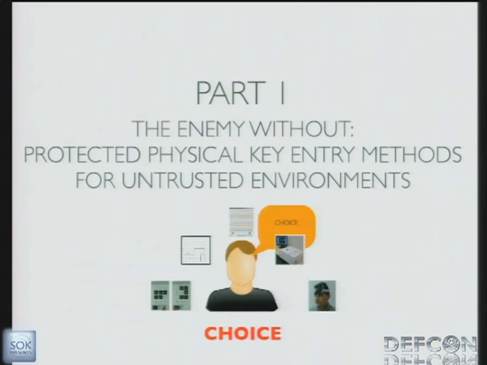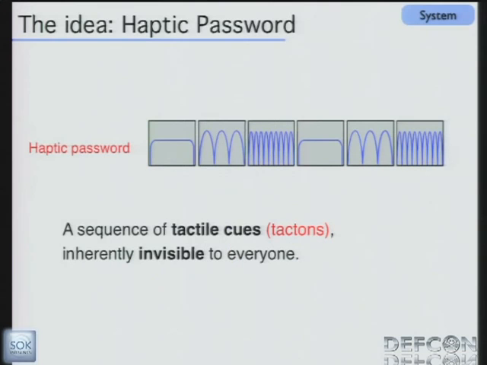So part one, observation: new alternatives for physical key entry to avoid observation at the terminal physically. The basic idea, which I'll present in various methods here, is a haptic password. Or the basic idea really is a side channel that's not visual and is less easily observable. And one of these is haptics. So first off, a haptic keypad.